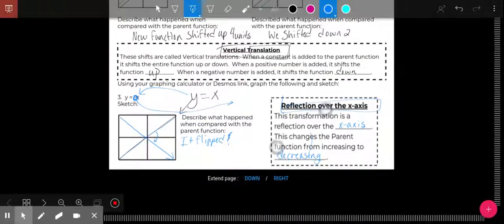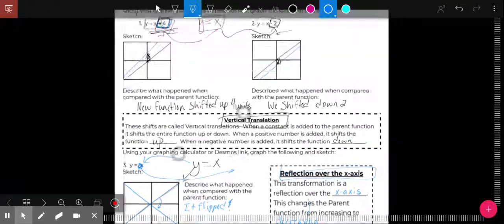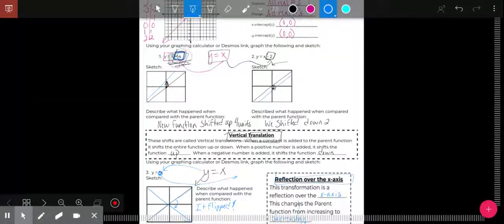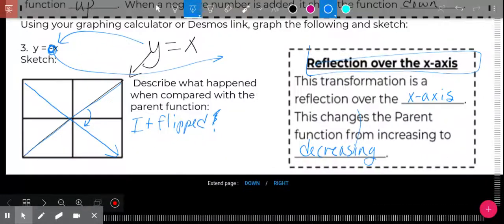Alrighty. Okay, so recap on the first page. Anytime we add or subtract, that moves it up or down. Anytime we make the x negative, that flips it. It's reflected over the x-axis. This you have to say reflected over the x-axis. You cannot say flipped. This is the word I need to see. Alrighty, flipping over to the back page.